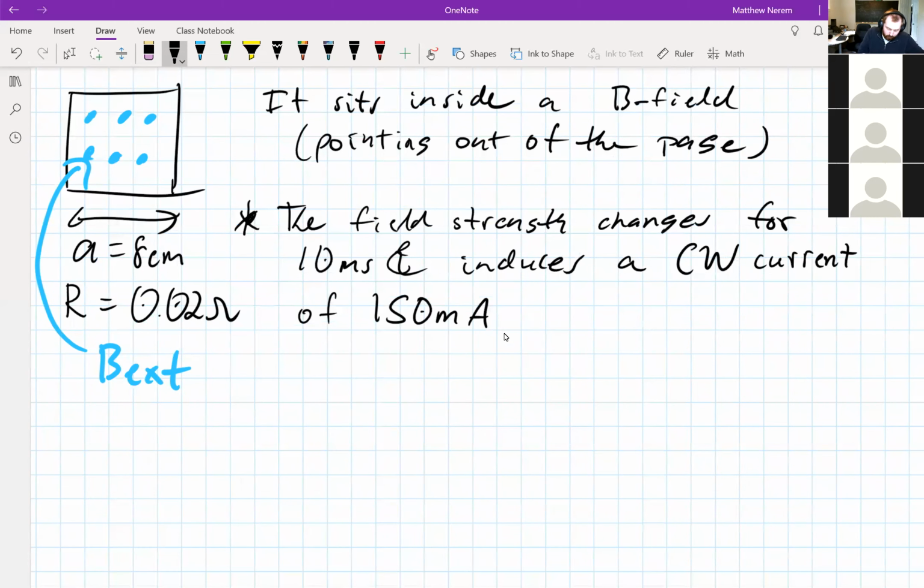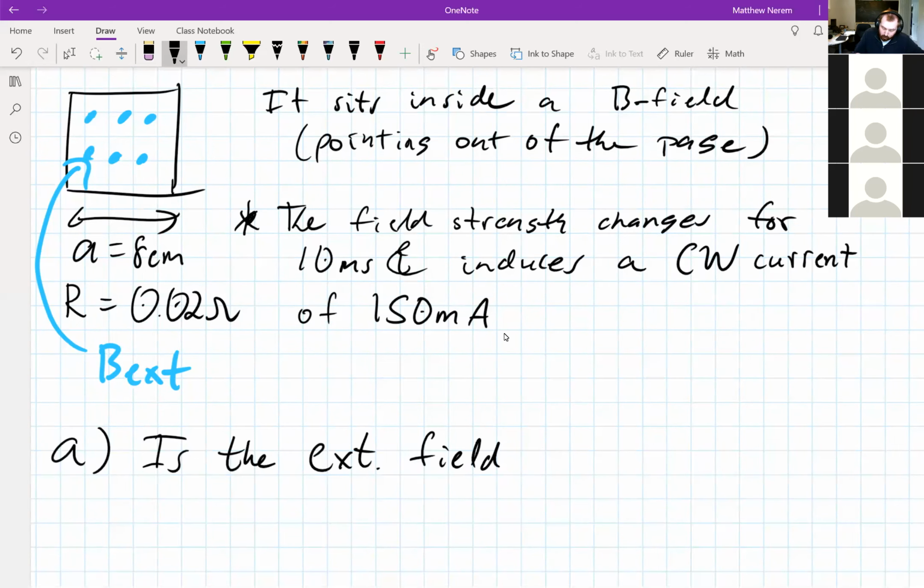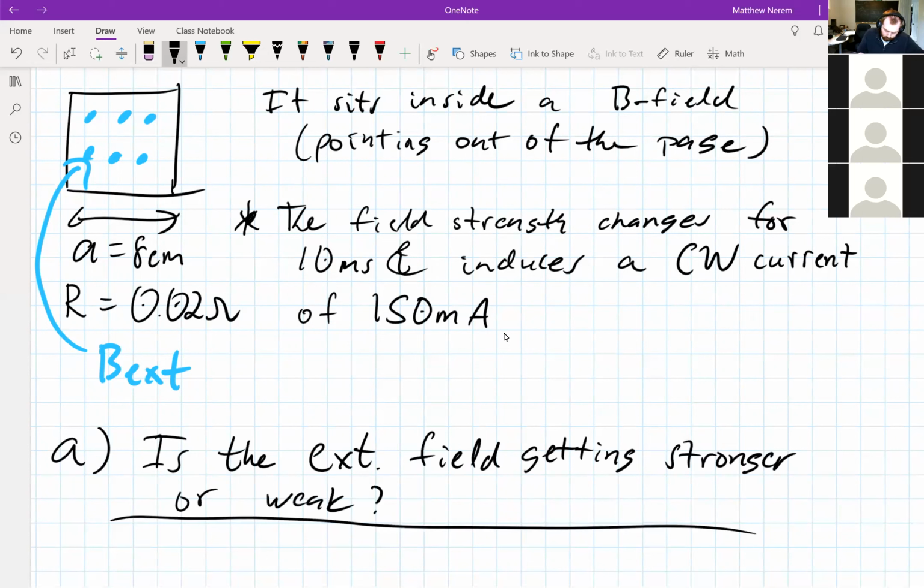We're going to break this into 3 parts. All right, so part A. Is the external field getting stronger or weaker?